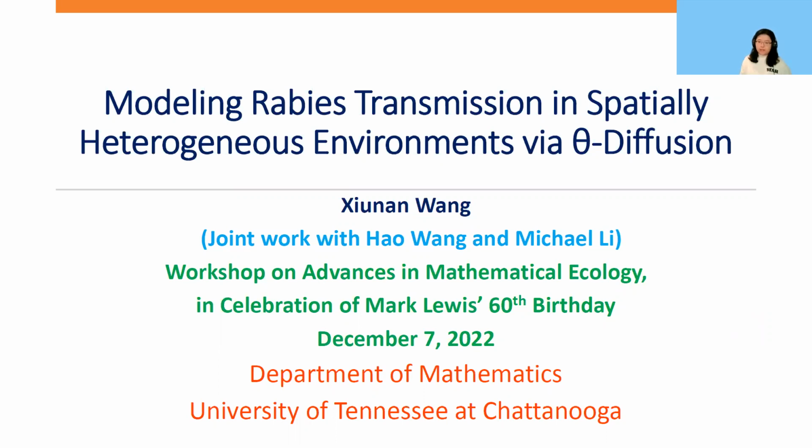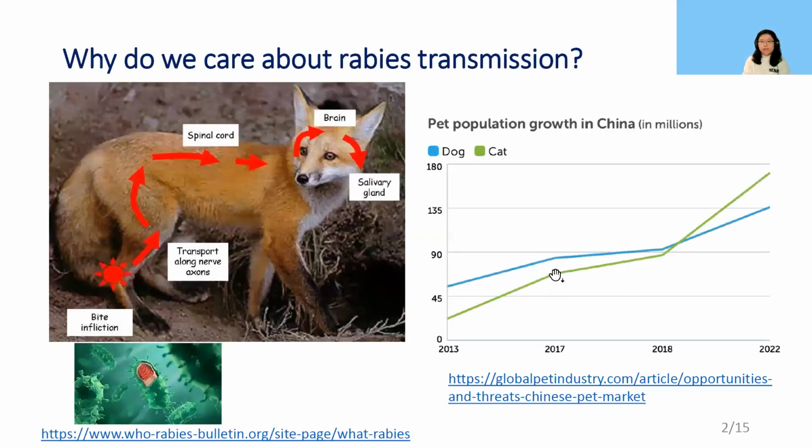I'm Xiunan Wang. I'm assistant professor from the University of Tennessee at Chattanooga. Today, I'm going to introduce how to use θ-Diffusion equation to investigate rabies transmission in spatially heterogeneous environment. And this is a joint work with Professor Wang and Professor Michael Li.